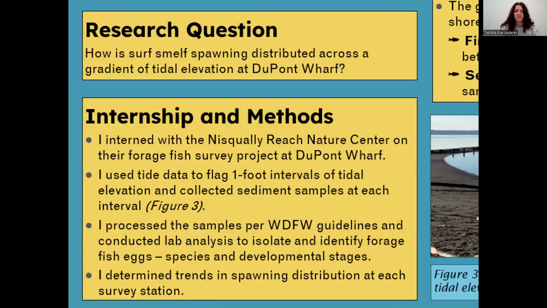Next, I processed these samples following Washington Department of Fish and Wildlife guidelines, which included separating out the smaller sediment materials to condense the samples, and then examining them under a microscope to find forage fish eggs. Then I identified the species and developmental stages of the eggs that I found, and then used that data to determine trends in spawning distribution at each survey station.